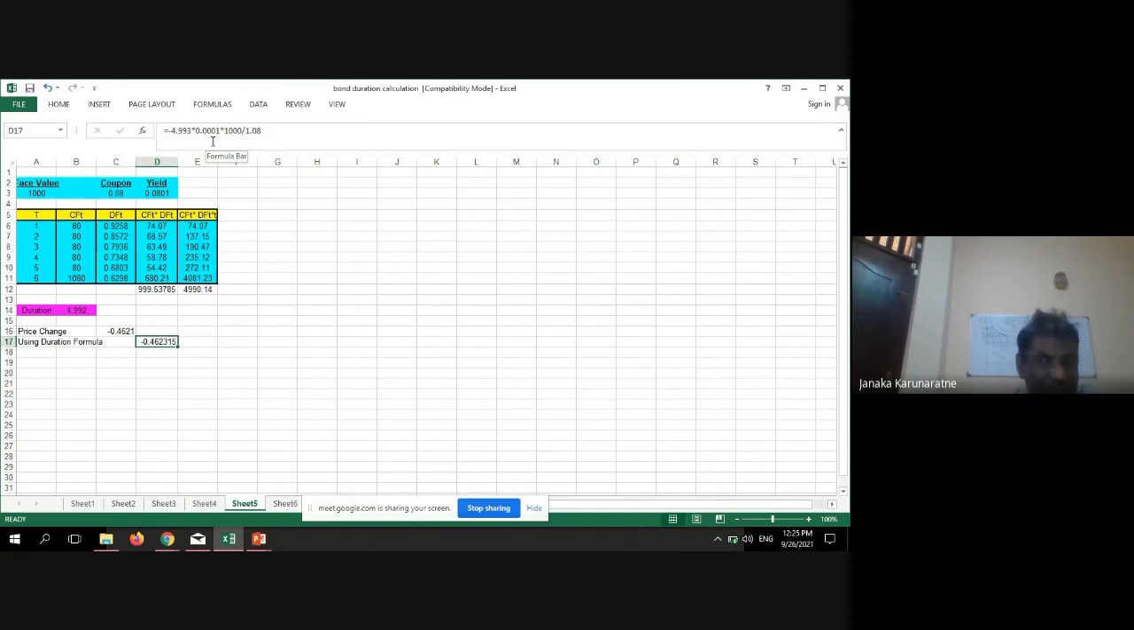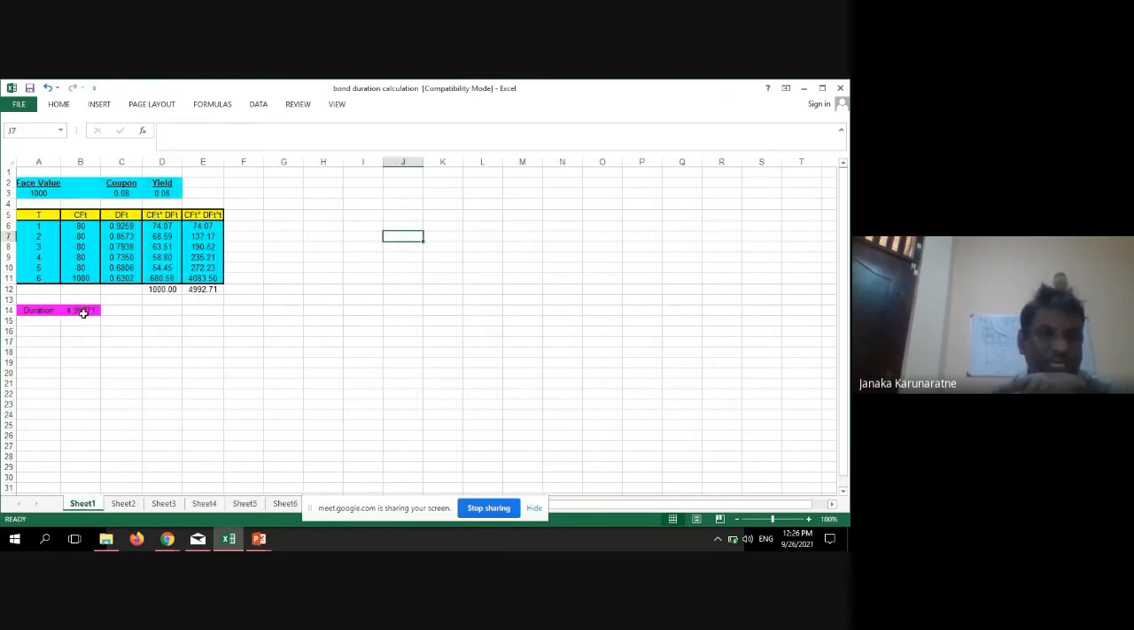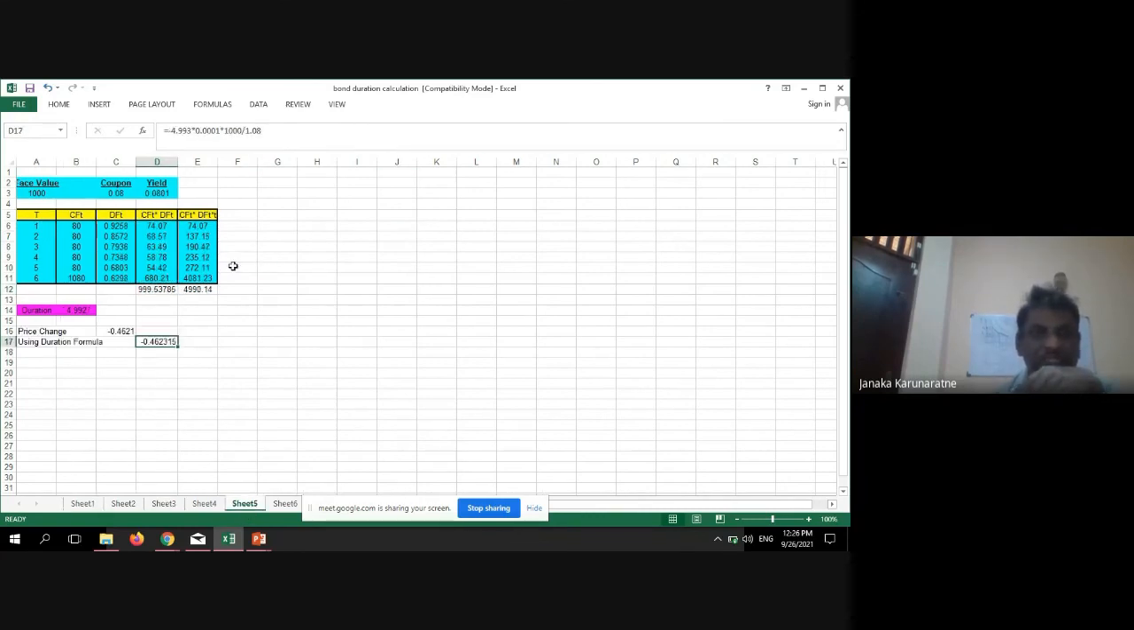The duration formula is minus D times delta R multiplied by the price divided by 1 plus R. So the original duration we computed is 4.99271. The original price was 1000. Okay, so we just plug in those numbers. And for the 1 basis point, delta R is 0.0001.